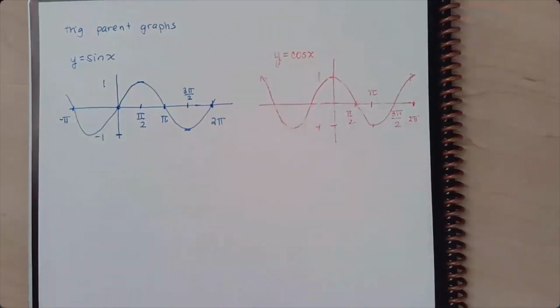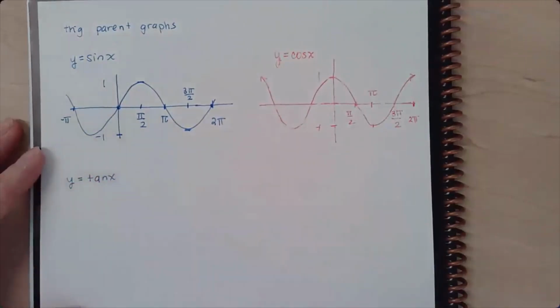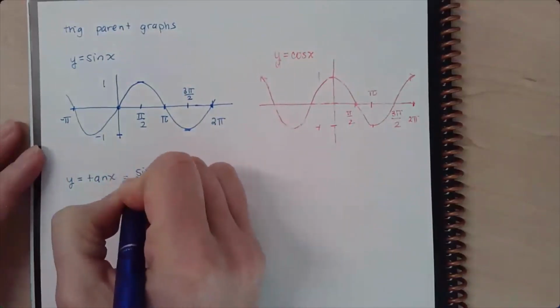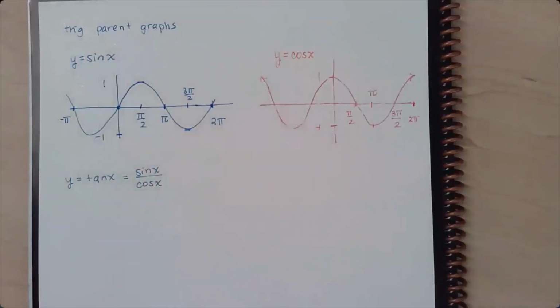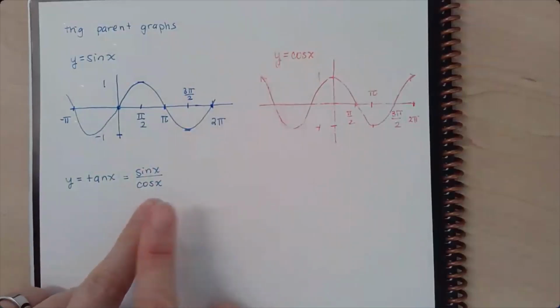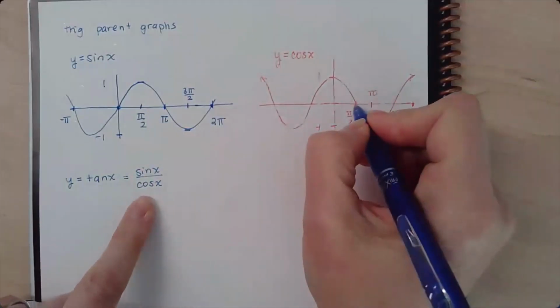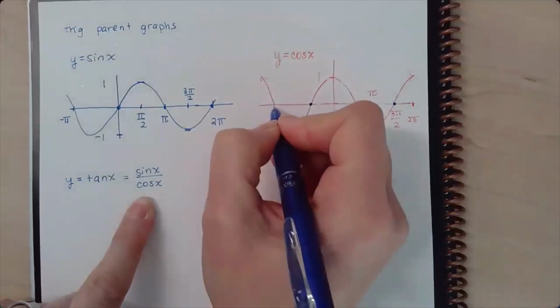We can talk tangent. Our base parent graph for tangent of x, because tangent of x can be written as sine of x over cosine x, is kind of like a rational function in that it has vertical asymptotes when the denominator is trying to be 0. Since the denominator in our tangent graph is really coming from cosine, that means the denominator is trying to be 0 when I'm at pi over 2, or 3 pi over 2, or negative pi over 2, or negative 3 pi over 2.